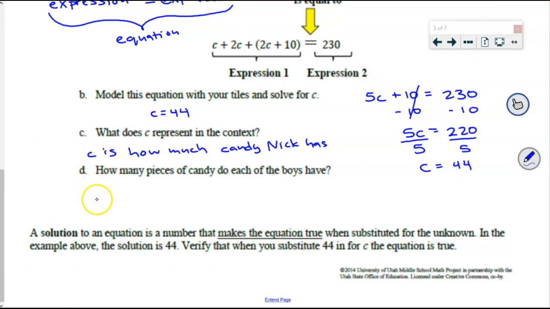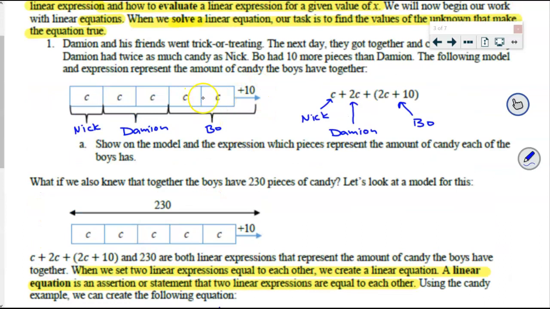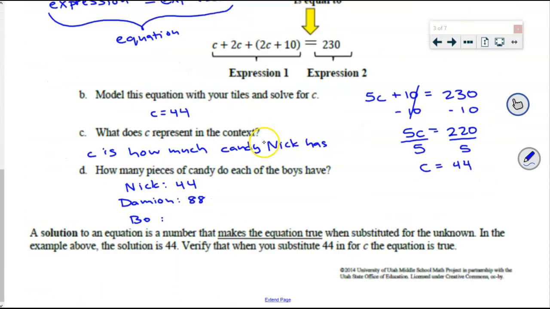So Nick has 44. Damien has 2 groups of that, which is 88. And Bo has 98, because we look again, Bo has what Damien has plus an extra 10 pieces of candy. So Bo has those same 88 plus an extra 10 for 98.